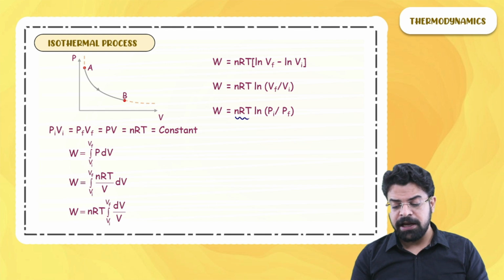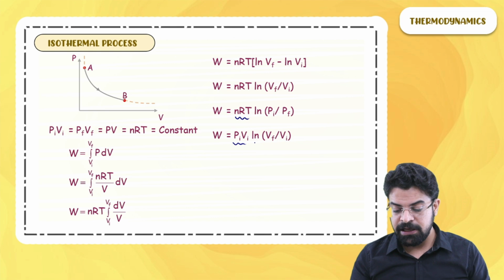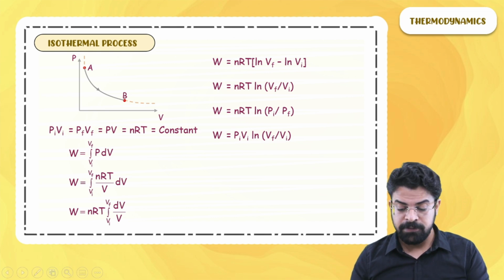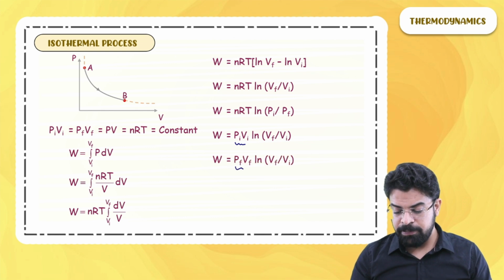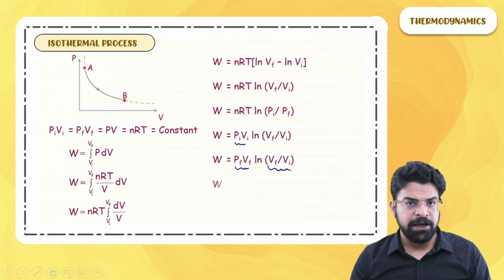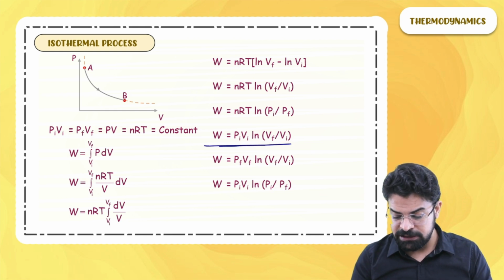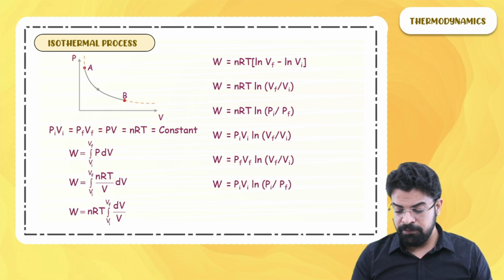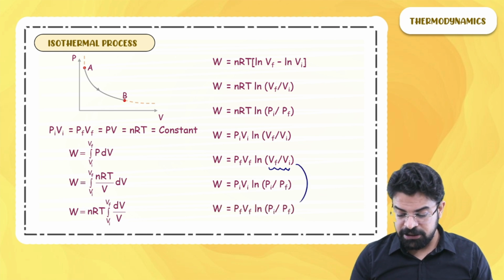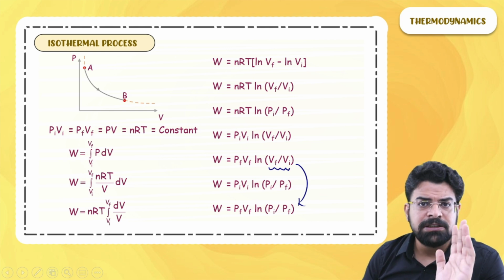Or in place of nRT, we can write Pi Vi, and we will write work done as Pi Vi ln V final by V initial. Or in place of Pi Vi, we can substitute and write Pf Vf ln V final by V initial. Or in place of V final by V initial, in this equation we can write P initial by P final. All of them are one and the same thing, and all of them are different ways to write the same equation.